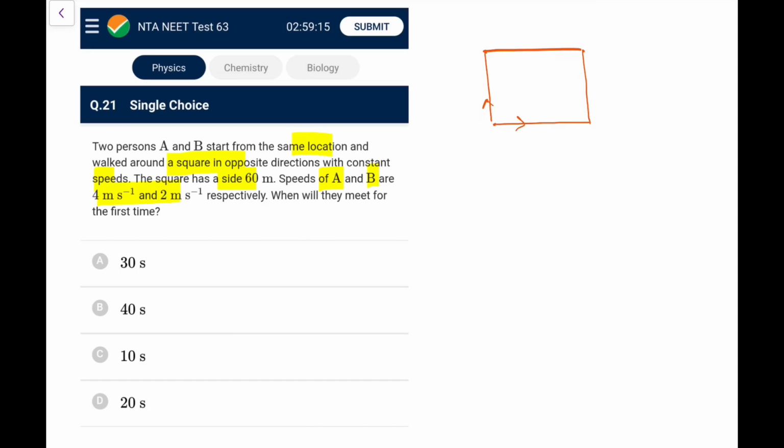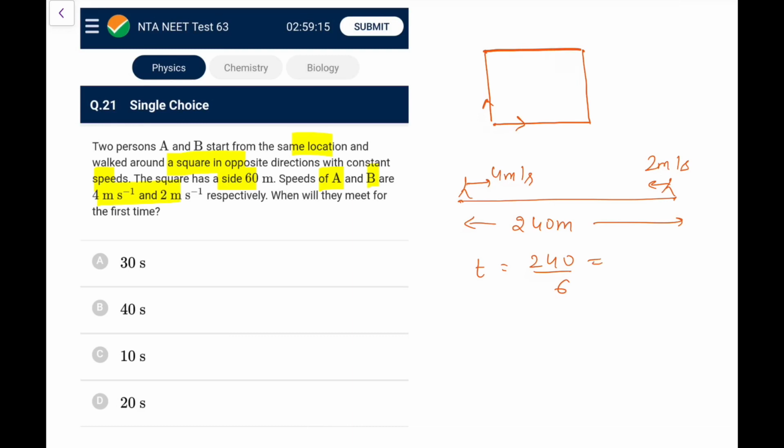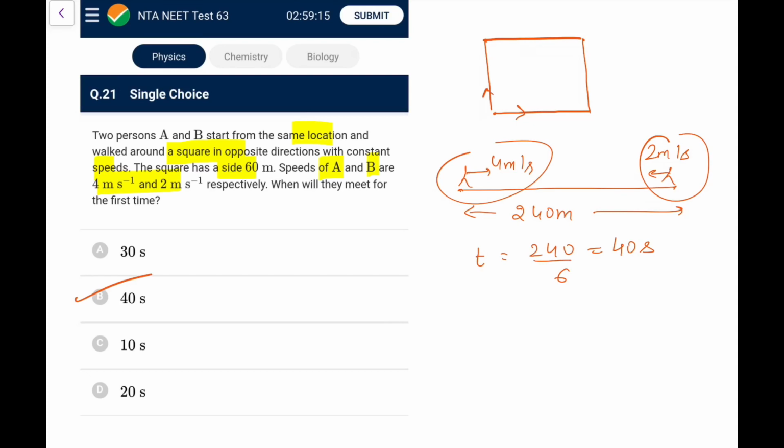So my take is, consider it as a 1D problem. For them to meet, the two will have to cover a total distance equal to the perimeter, which is 240 meters. So A starts with 4 and B starts with 2, so I can make out at what time they are going to meet. The time of meeting would be the relative separation, 240, over the relative speed, 4 plus 2, which is 6. That is 240 by 6, that is 40 seconds. So in 40 seconds A will cover 160 meters and B will cover 80 meters. So they will meet at 40 seconds. Okay, you only have to calculate the time, so 40 seconds you can directly do this.